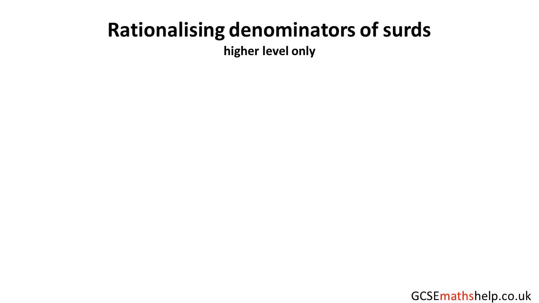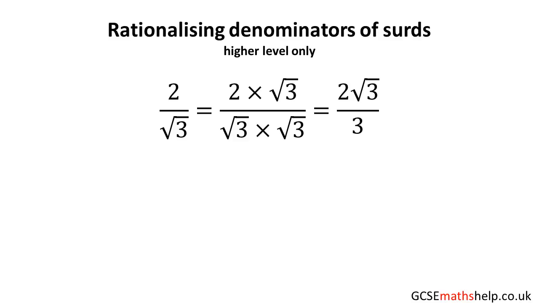Now we need to rationalise the denominators of surds. Again, this is aimed very much at the A-star end of the paper. In this case, we have a surd in the denominator, and this is an irrational number. In order to make it rational, we just need to times it by itself. So root 3 times root 3 will give us 3.